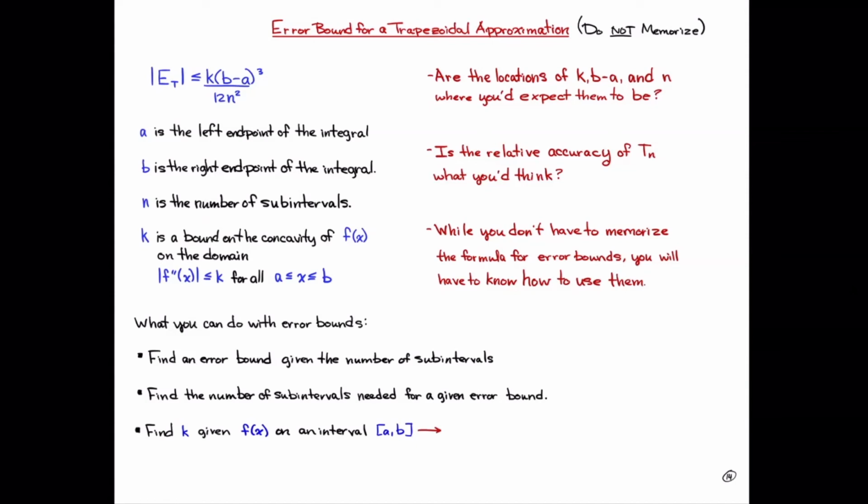And this kind of leads into what kind of questions you will see relating to error bounds. If you know the number of subintervals, you can bound the error. You can say, I can guarantee the error will be less than this value. If you know that you want the error to be less than some value, we can find how many subintervals we need to make that happen. And then we can also find k if we're given our function on a closed interval. So let's do an example.